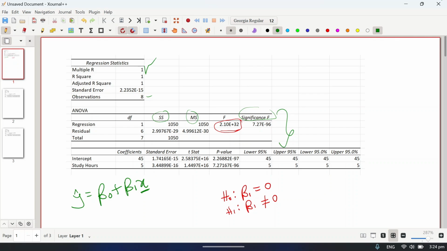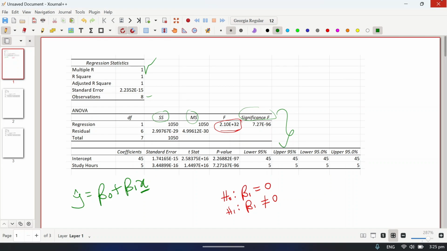So the null hypothesis is saying that beta 1 is equal to 0, showing that there is no significant relationship between the dependent and independent variable. And on the other hand, the H1, that is the alternate hypothesis, is saying that there is a significant relationship. Because there is a significant relationship, beta 1 is not equal to 0. So that is what it is saying over here.